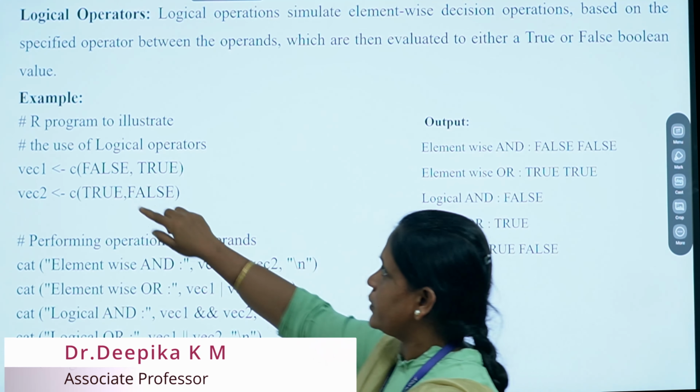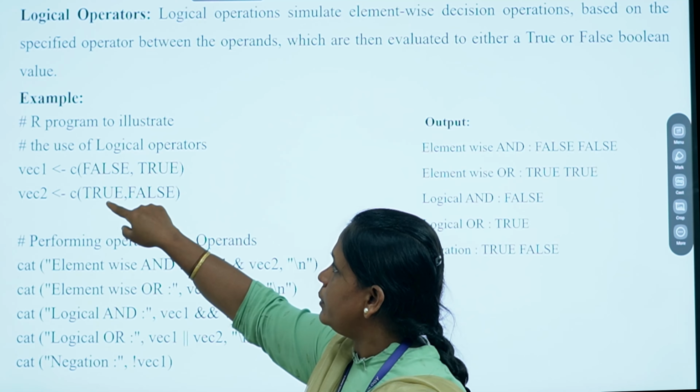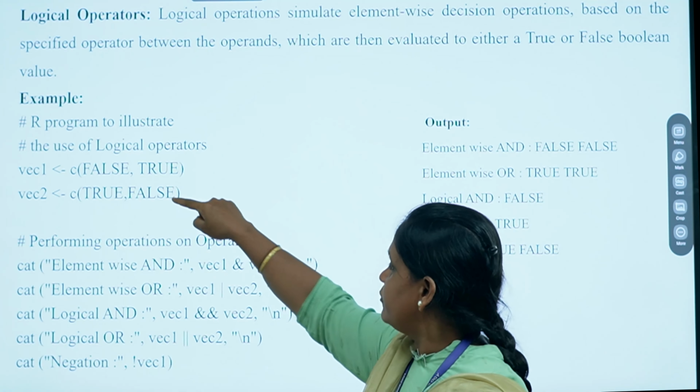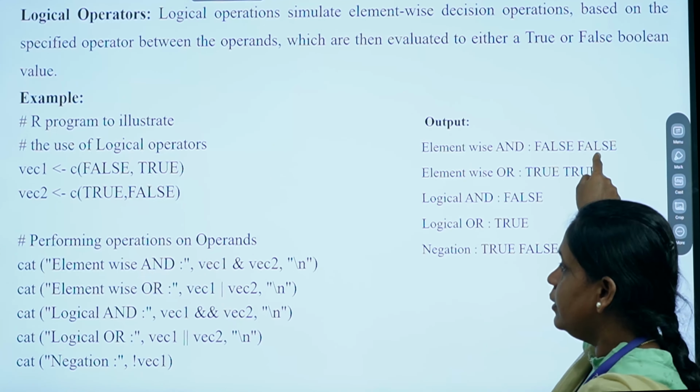Because in this case, if you compare the AND of these two, vector 1 and vector 2, false and true will be false, true and false will be again false. So we are getting the element-wise AND output as false and false.